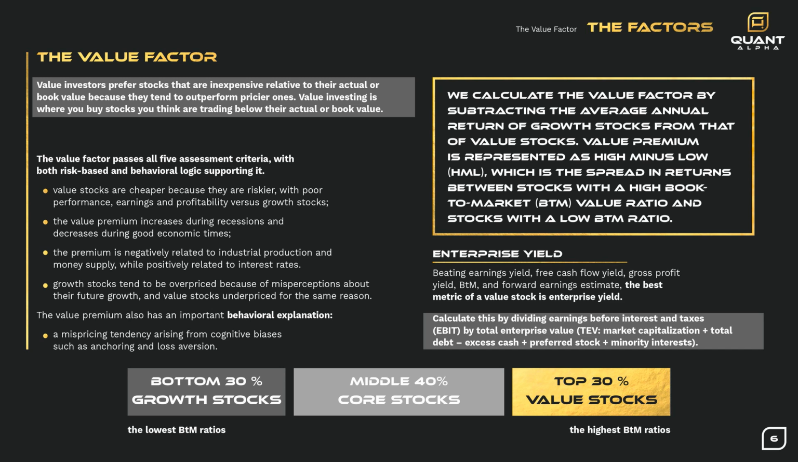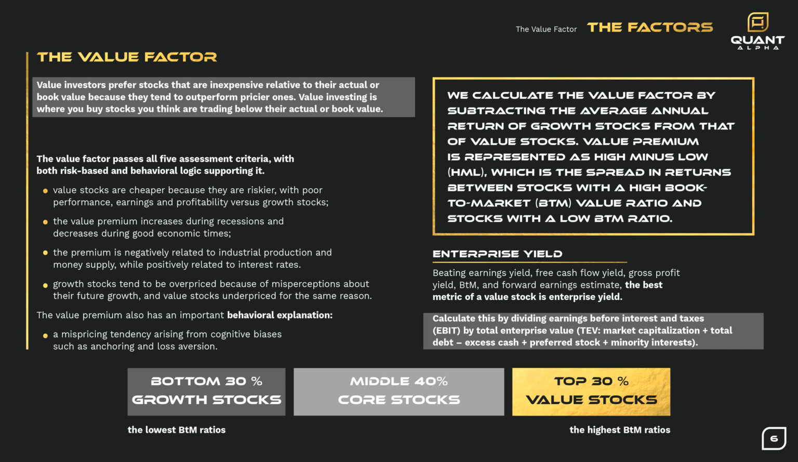The value premium also has an important behavioral explanation: a mispricing tendency arising from cognitive biases such as anchoring and loss aversion. Ultimately, growth stocks tend to be overpriced because of misperceptions about their future growth, and value stocks underpriced for the same reason.